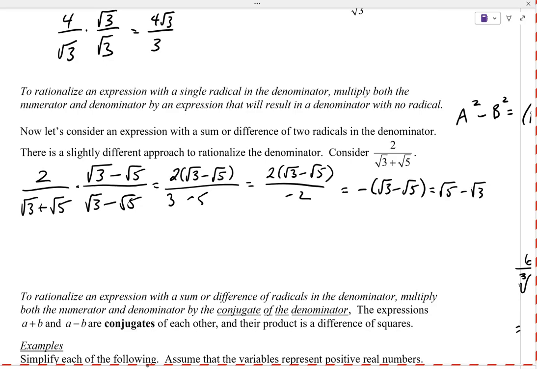Okay. When we change the sign in the middle here and leave everything else the same, we call that multiplying by the conjugate. These two expressions are called conjugates of each other. So when you rationalize a denominator involving square roots, we multiply by the conjugate. We just change the sign in the middle. Okay? So let's see if we can do another example or two of that.